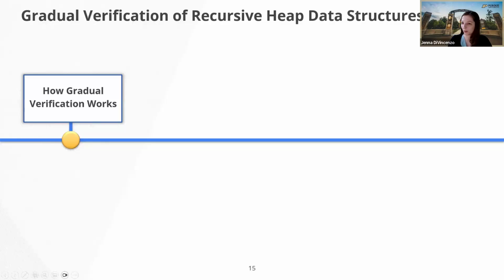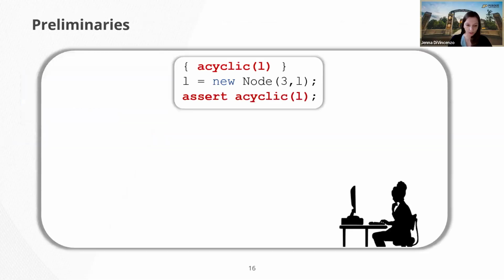Cool. I'll go ahead and jump in because I think some more questions will be answered once I get through this next section. All right, so let's talk about gradual verification at a high level and some design features, and that'll help us do our deep dive as well. Consider now a simpler example that Daisy is working with. We're trying to ensure that the list remains acyclic after inserting a new node at its head.